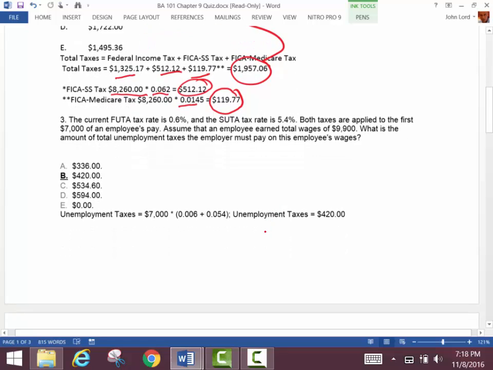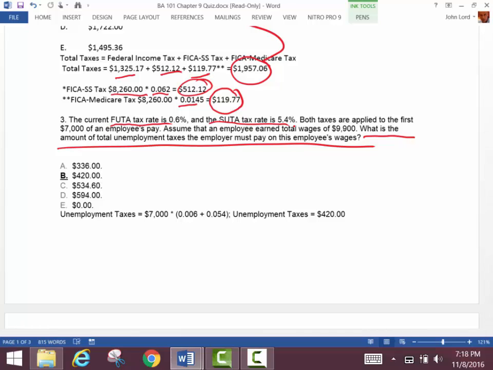All right, want to try another one? Again, you go to the call of the question on these. What is the unemployment taxes the employer must pay? And look, guys, this is just, do you know what FUTA and SUTA mean? Federal unemployment tax and state unemployment tax, right?